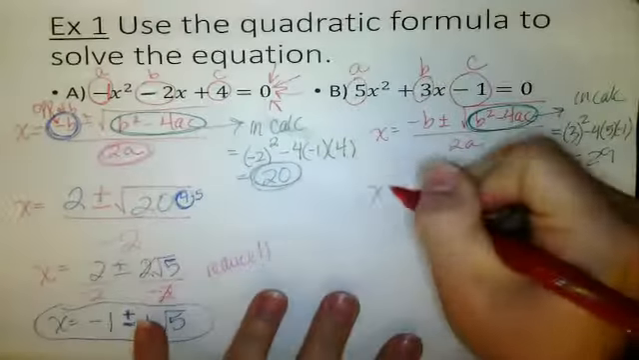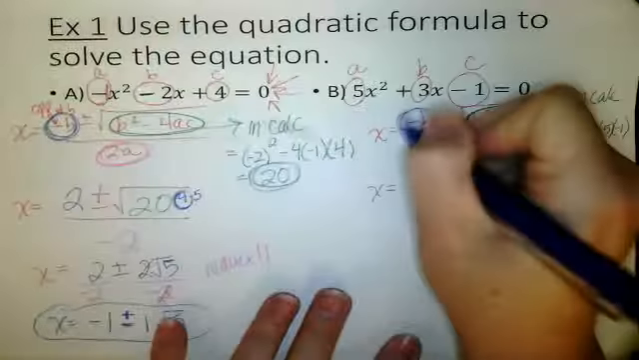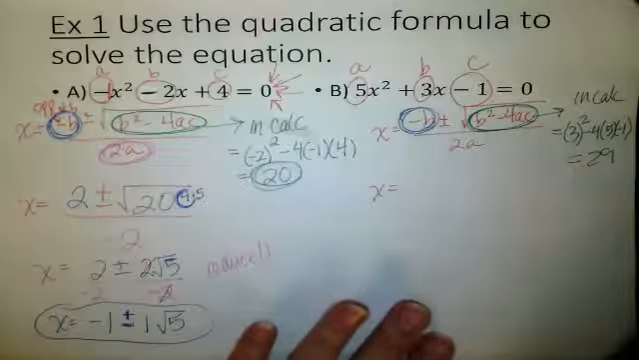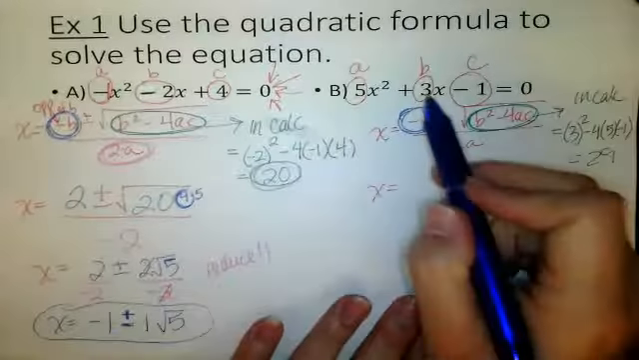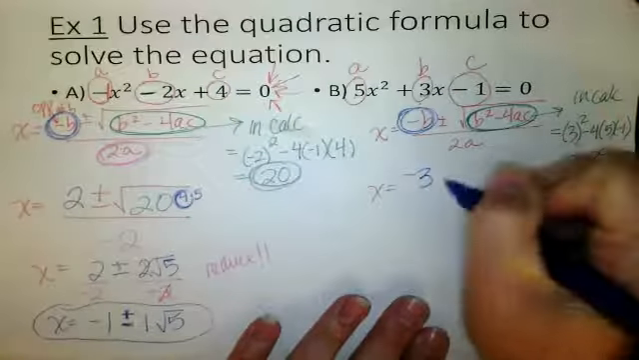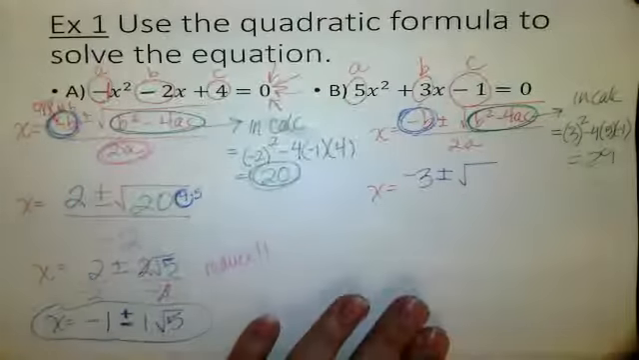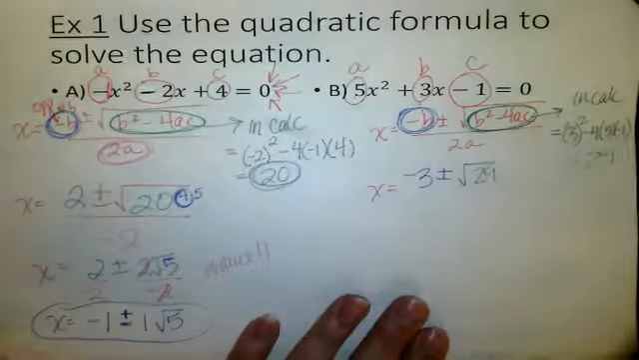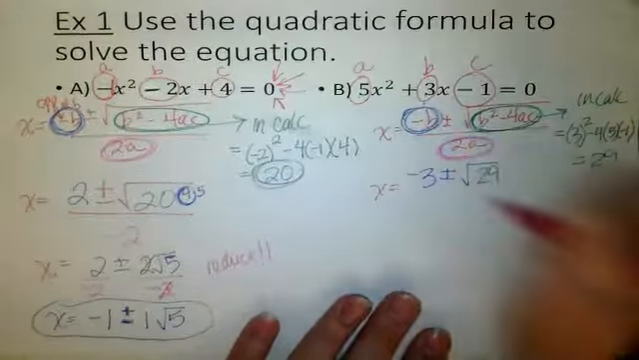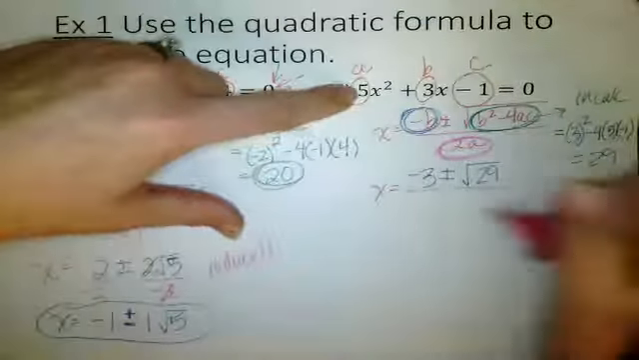All right, so we have x equals, what is the opposite of b? Negative 3. Opposite of b. B is 3. The opposite would be negative 3. Plus or minus the square root of, what goes under my square root? 29. And then in my denominator, I have 2 times a. What's 2 times a? 10. 2 times 5. 2 times 5 gives me the 10.